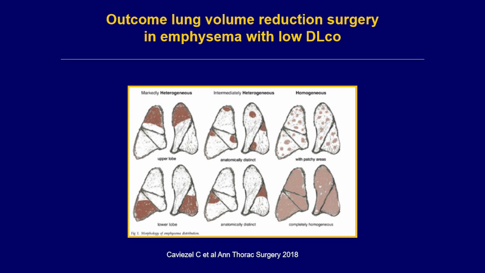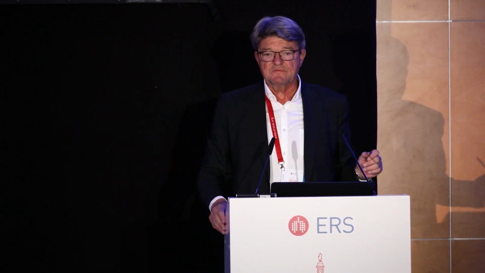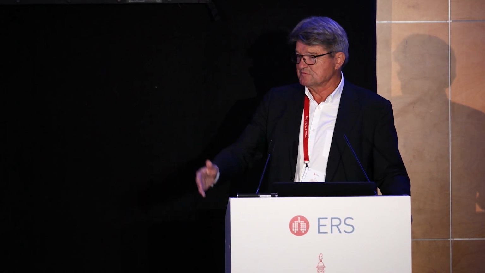And if they are doing this, the increased lung volume, the relationship between residual volume to total lung capacity decreased, and also DLCO increased. My interpretation for this is because we are removing the emphysematous part of the lung, and therefore diffusion capacity is increasing. But there are also other interpretations about this, and it's a great pleasure now to ask my friend Horst Olszewski to give you another interpretation which is related to the vessels within the lungs.